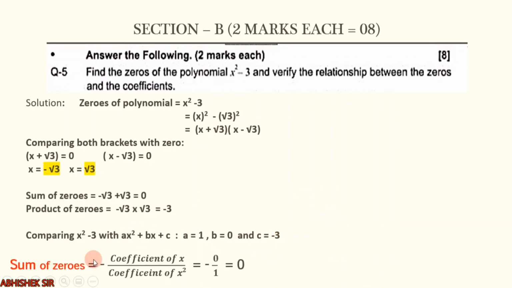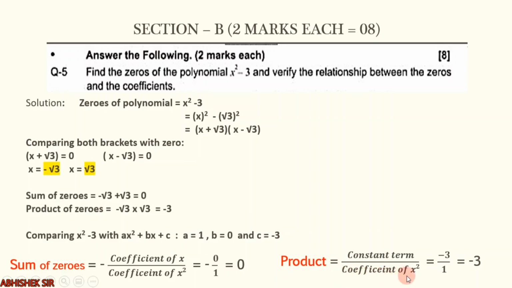Now let us start with the formula of sum of zeros. Sum of zeros equals minus coefficient of x upon coefficient of x square. So what is the coefficient of x over here? We are talking about b. So minus of b, that is minus of 0, upon coefficient of x square, which is 1. So minus 0 upon 1 is 0.